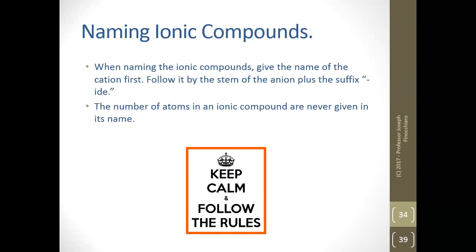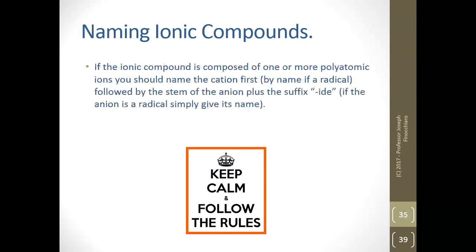When naming the ionic compounds, give the name of the cation first, followed by the stem of the anion plus the suffix IDE. The number of atoms in an ionic compound are never given in its name. If the ionic compound is composed of one or more polyatomic ions, you should name the cation first, by name if it's a radical, followed by the stem of the anion plus the suffix IDE. If the anion is a radical, simply just give its name. These are basic rules.